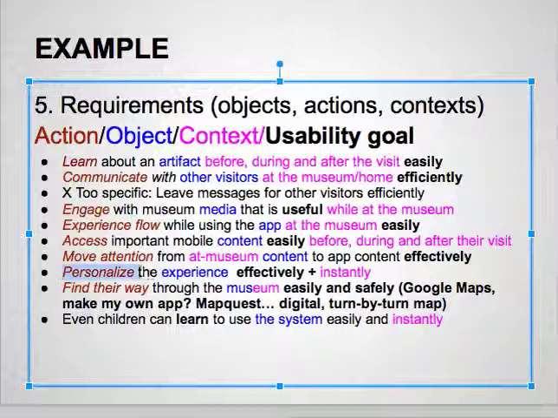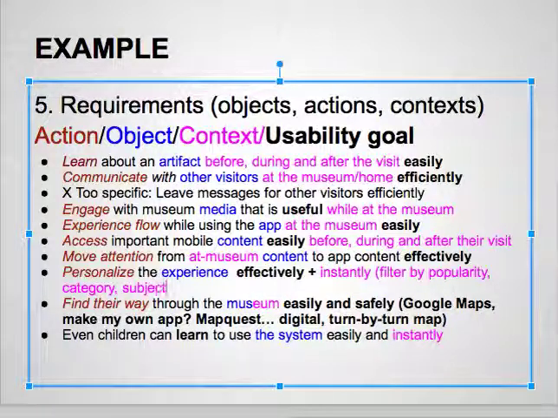Now, how can Sarah personalize the experience instantly and effectively? Well, she could filter by popularity, right? Because she only wanted to see the famous stuff, or maybe by category, or maybe by subject, and only see stuff in the museum that is popular or fits a category she wants. So now I start to come up with framework requirements. These are different than requirements. Requirements are these lofty goals. Goals like learn about the artifact before, during, and after very easily. Well, how do I actually do that?